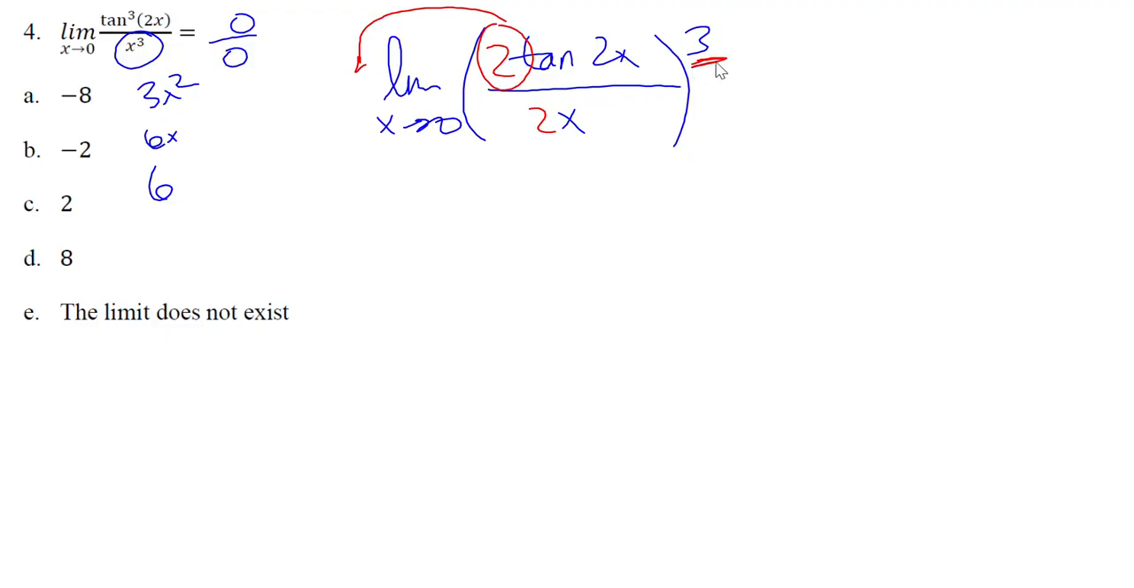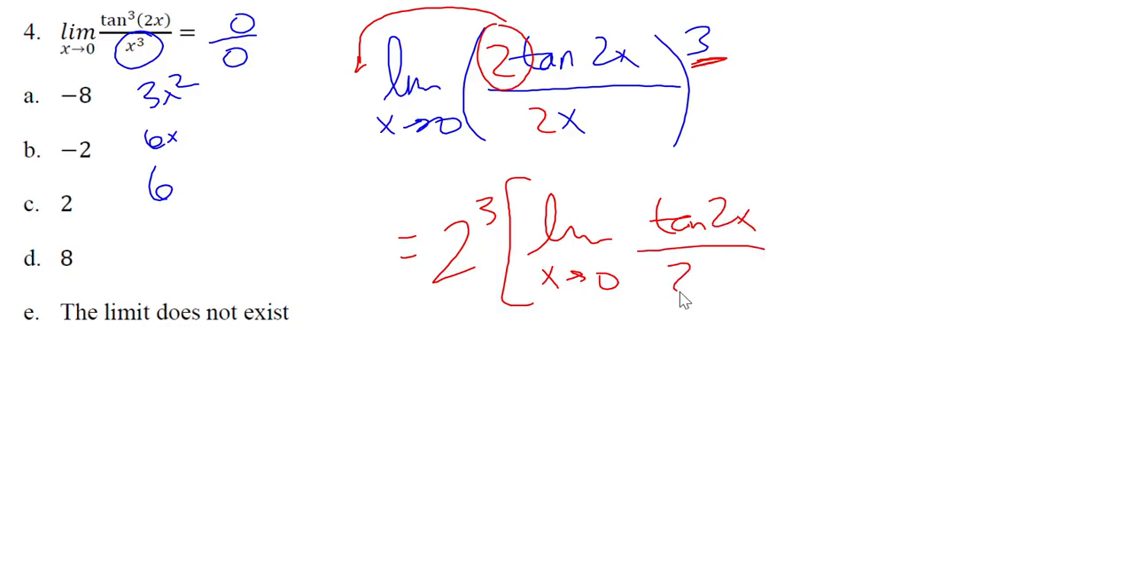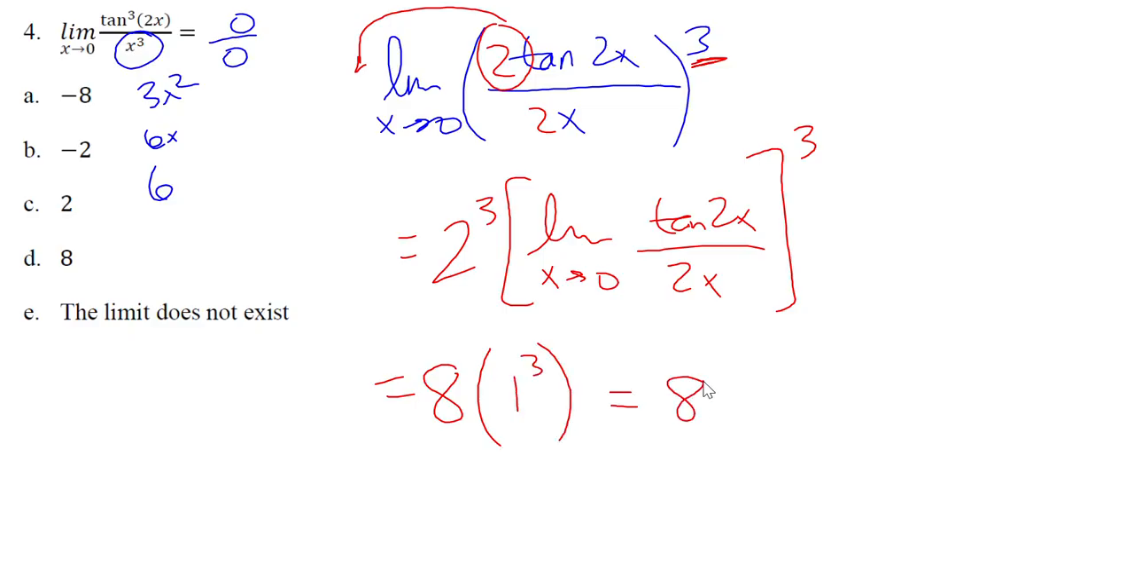But as it does, we have to remember that it's actually 2 cubed. So we now have 2 cubed times the limit as x approaches 0 of tangent 2x over 2x, all being cubed. Right? Because once I have the cubed on everything inside the limit, I can pull that cubed outside the limit. That was one of our rules for limits. Well, 2 cubed is 8, and the tangent of 2x over 2x as x approaches 0 is just 1. So we have 8 times 1 cubed, which is just 8. Choice D.